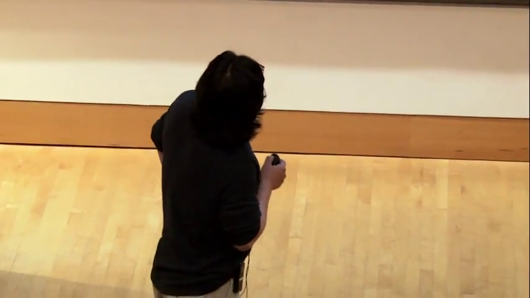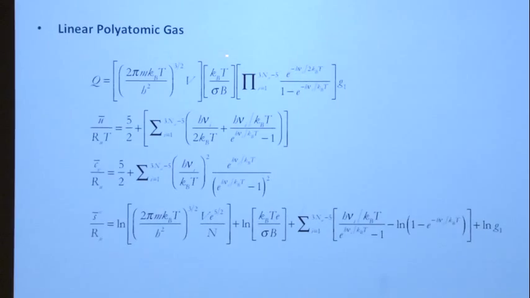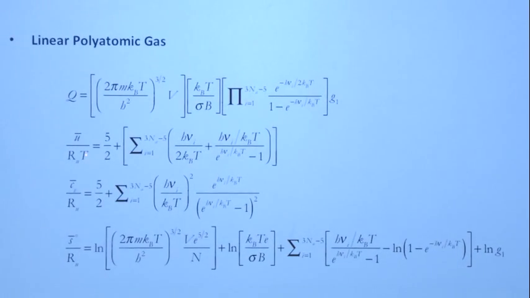For a linear polyatomic gas, the partition function is made up of contributions from translation, rotation, and vibration. No debate. And if you look at the specific heat, it would have a contribution of 3/2 due to translation, then 2/2 due to rotation. Okay? You then have the vibrational contribution.